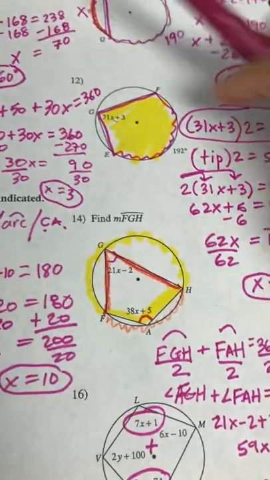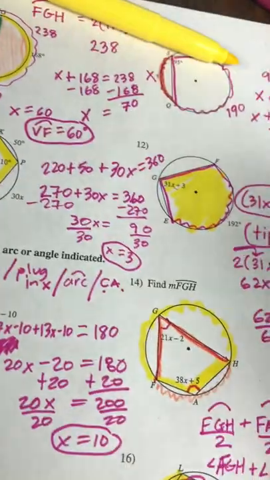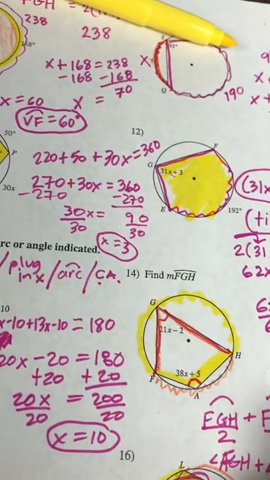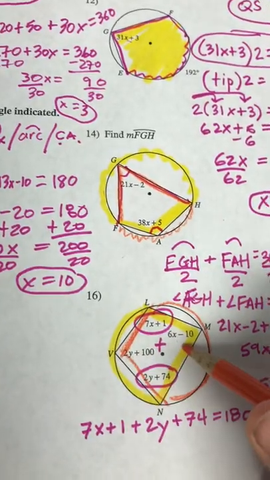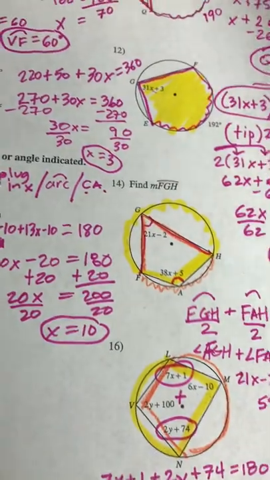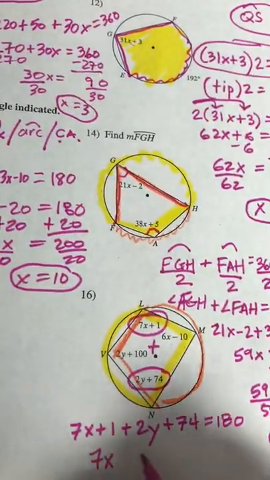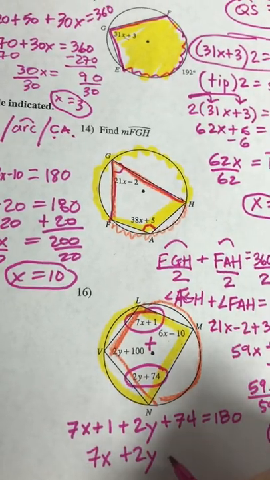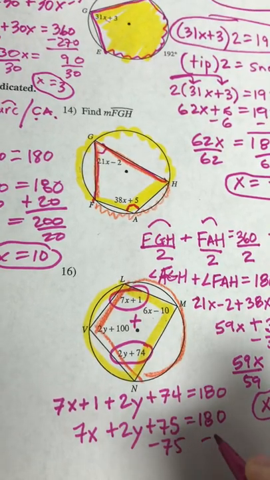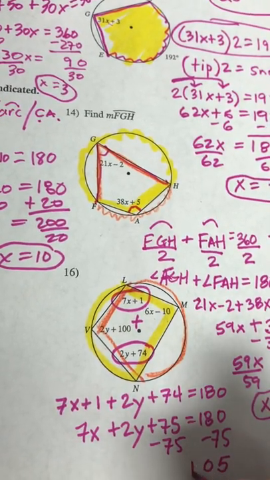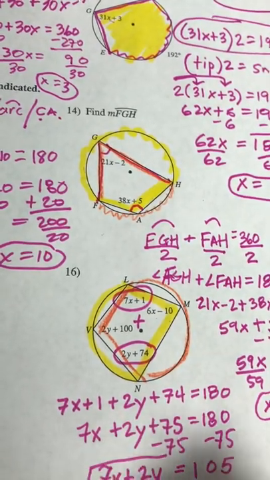I also know, working the other way, this and this one, oh my gosh, so much going on. These two tips should add up to 180. So let me combine this one, let me get it looking a little bit better. 7x plus 2y, okay, so 7x plus 2y is 105.